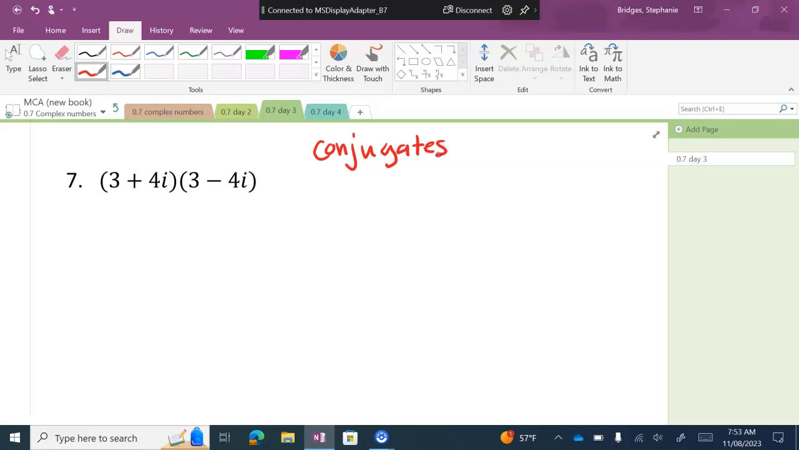And we're going to want to keep that in mind because we're going to use that fact tomorrow about the conjugates. Radicals.